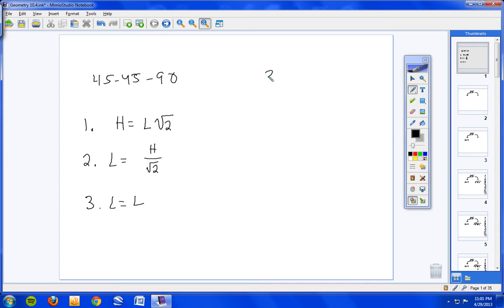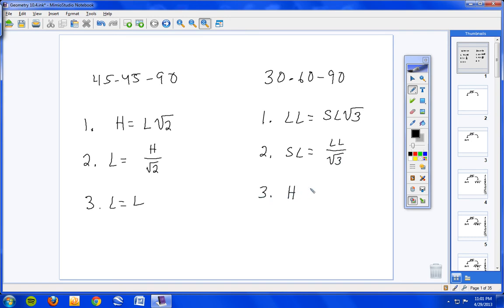Okay, that's pretty simple. And then right beside it on your quiz, you'll write 30, 60, 90. And then you'll put number 1, LL, because longer leg. You can't just put leg. There's a long leg and a short leg. So the longer leg equals the shorter leg times the square root of 3. And you will put the shorter leg equals the longer leg divided by the square root of 3. And then number 3, you will write H is always twice the shorter leg. There you go. That's your quiz for tomorrow.